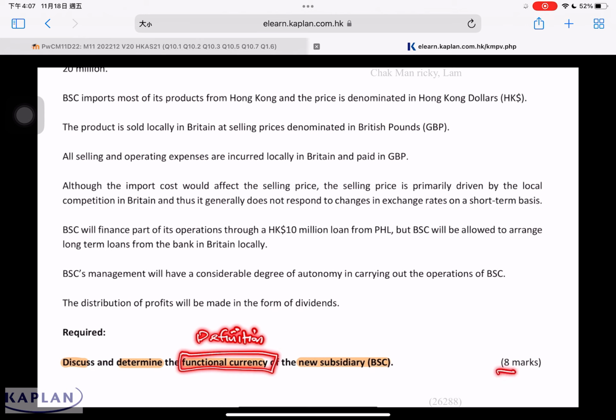But this is an 8 marks question. For an 8 marks question, it must come around 8 to 9 points. If the question asks about functional currency, give the definition of functional currency. And when determining the functional currency, what are the factors that we have to consider? You have to consider primary factors and secondary factors. Then after that, you must apply to the question.